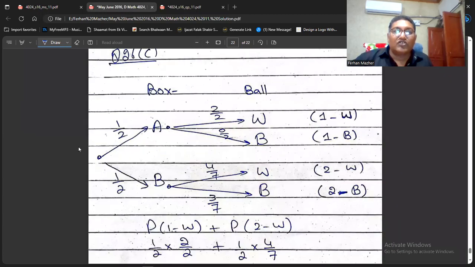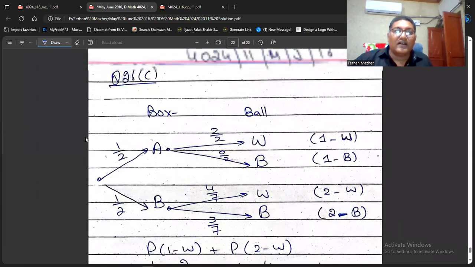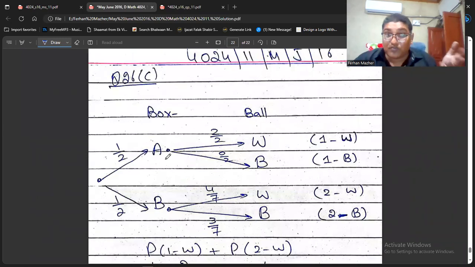Okay, so first of all, box, there will be choice of box number 1 and box number 2. I'm writing box A and box B. From the box A, you have only white balls. The black ball, the probability is 0 because there is no black ball. Okay, so from the box B, you can have white and black both, 4 by 7, 3 by 7. In the boxes, the choice is 50-50. And you choose this box, you choose that box. The choice is 50-50, 1 by 2, 1 by 2.